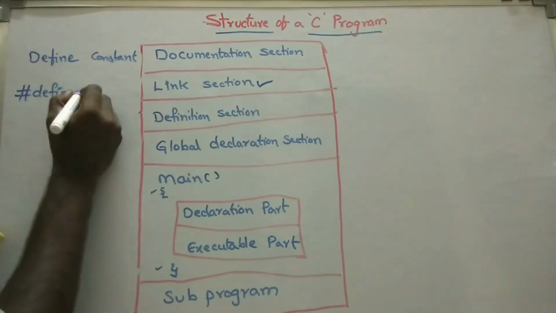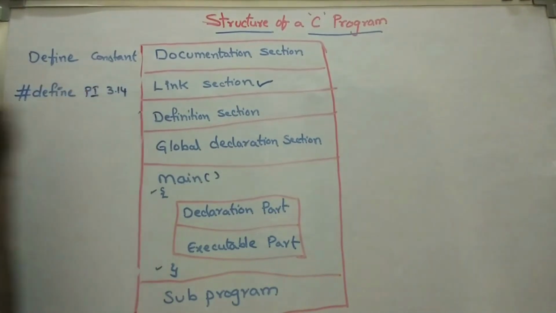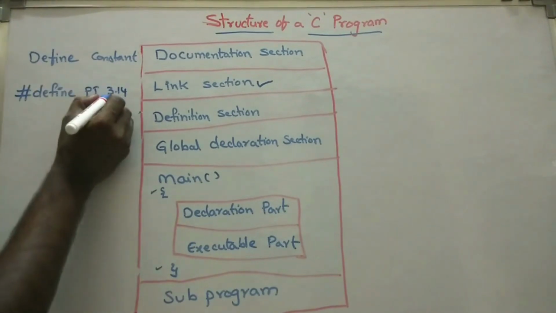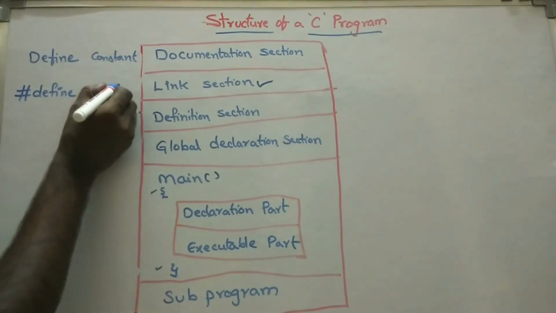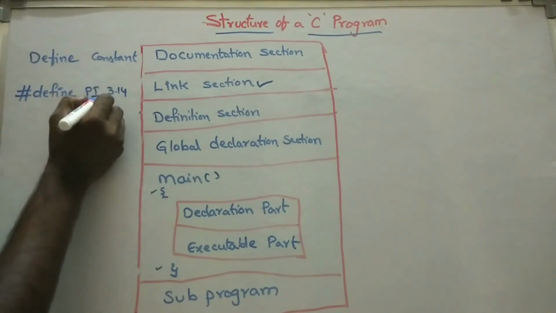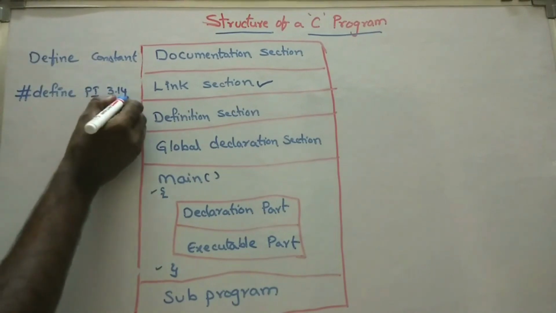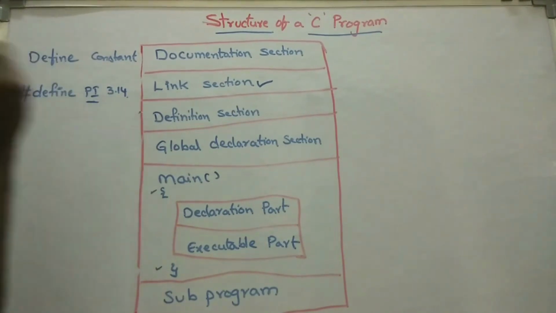Suppose I require one value, suppose I require the pi value. What is the pi value? 3.14, right? Here the value of pi is 3.14. This 3.14 is assigned as a constant to the particular variable pi. Now wherever I require the value 3.14, I can use the name pi.